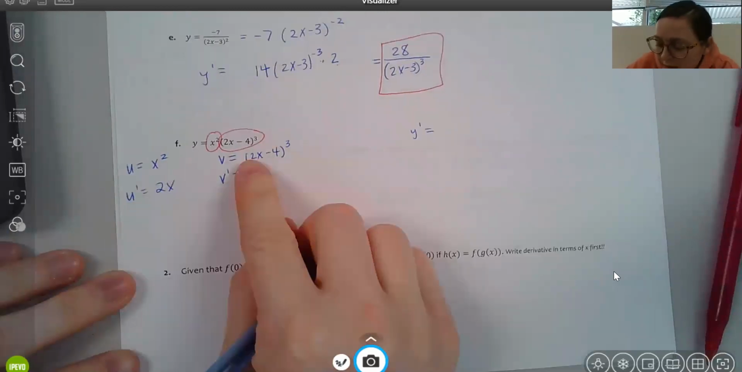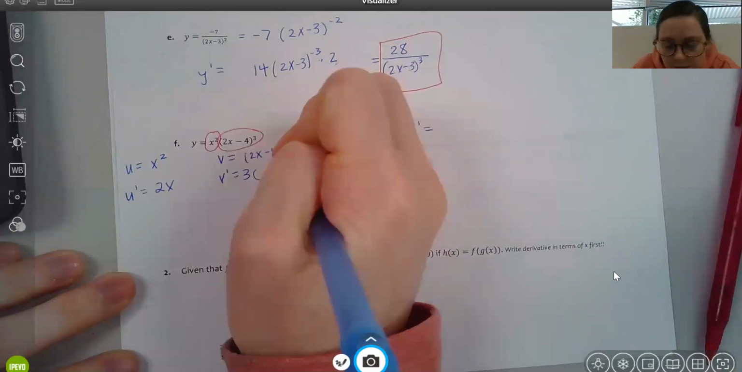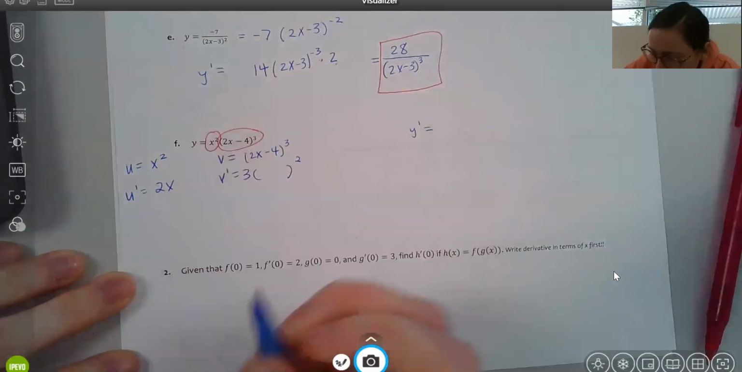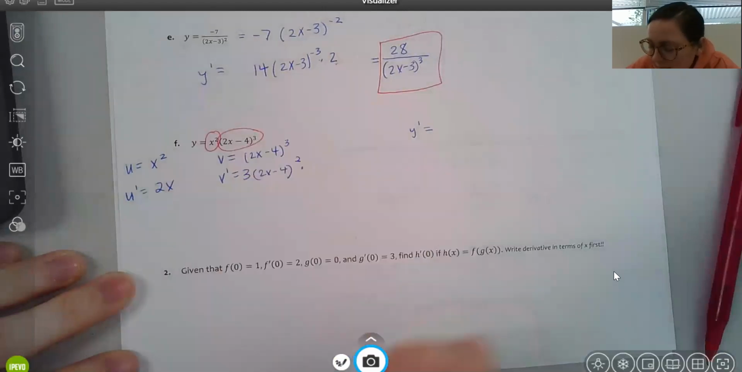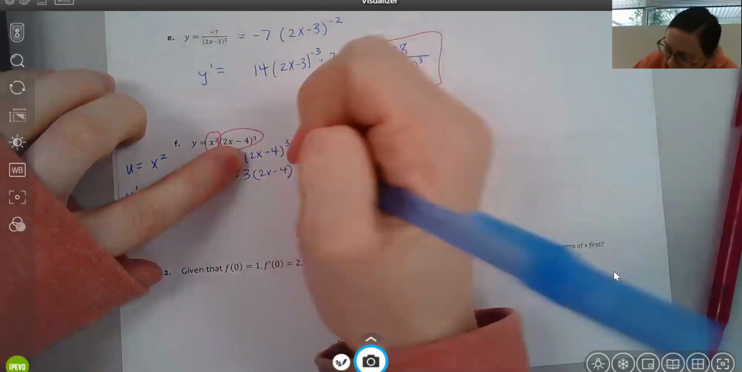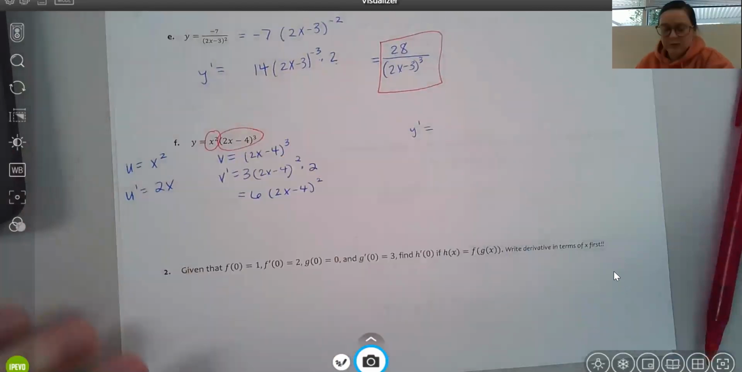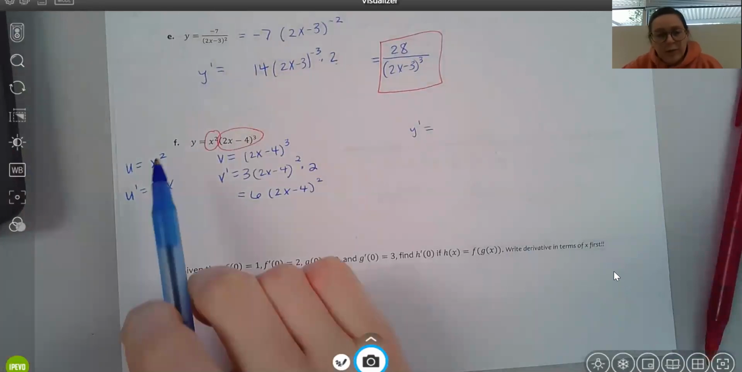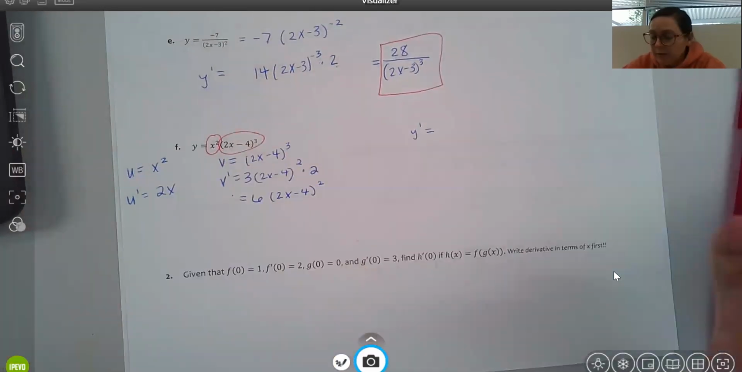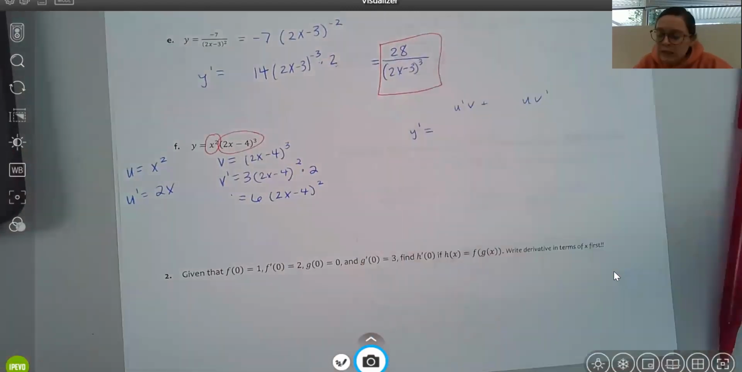Derivative of the outside is going to be this cube, so that would be 3, subtract 1 squared, leave the inside alone. Then we need to multiply by derivative of the inside. Inside is 2x minus 4, derivative of that is just times 2. So then this, just going to rewrite this as 6 times 2x minus 4 squared. All right, now I have my u prime, v prime. Now I'm going to write my derivative for y by using that product rule. So everyone substitute in.